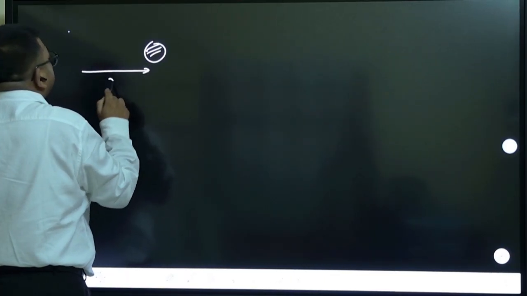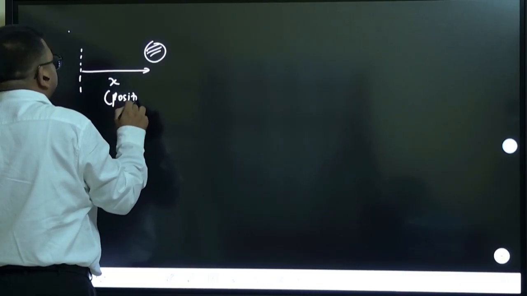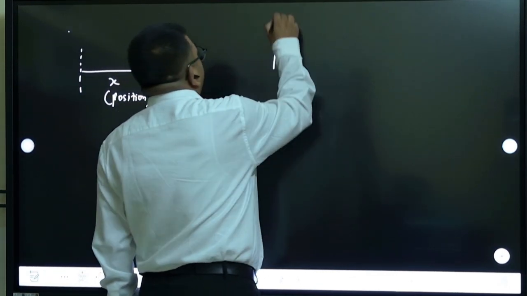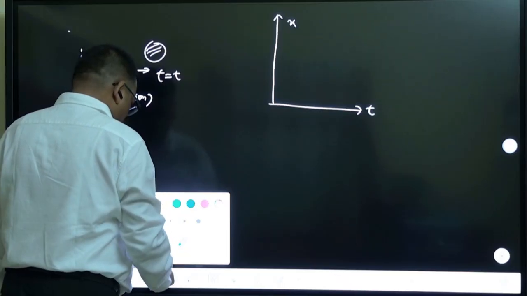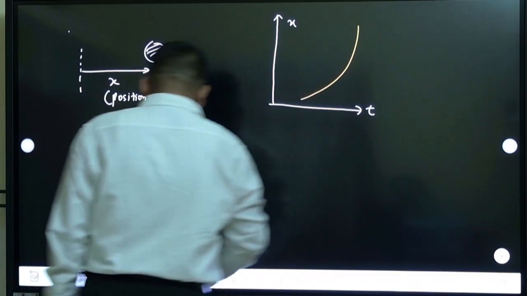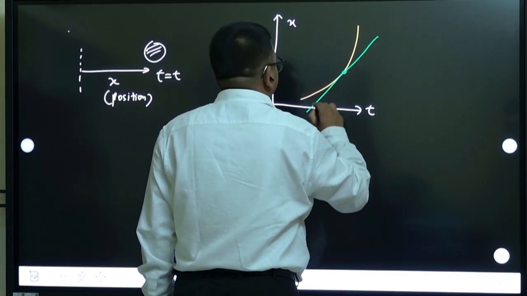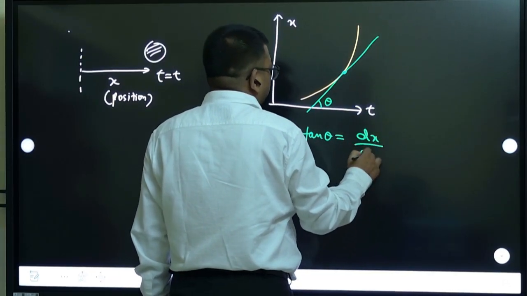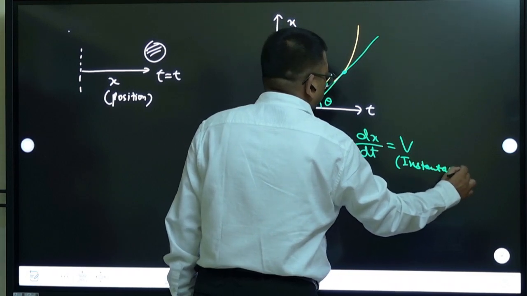Suppose it is a position time graph. Let us say there is a body which is moving and x represents position from origin, right? Time is t, position is x. So if I draw this x-t graph, position time graph, let us say this is the graph. What does the slope mean here? Suppose I take a point and draw a tangent, this tan theta is the slope. Slope means dx by dt. This gives us velocity. Velocity here is instantaneous velocity.